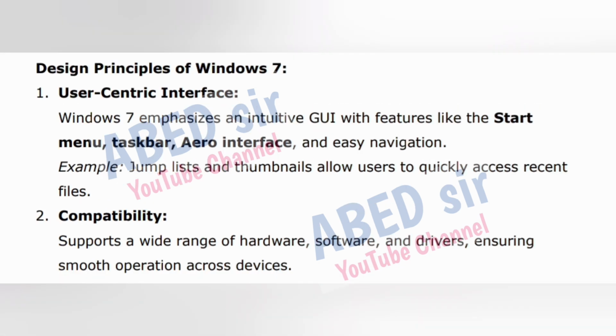Design principles of Windows 7. 1. User-centric interface. Windows 7 emphasizes an intuitive GUI with features like the Start menu, taskbar, Aero interface, and easy navigation. Example: jump lists and thumbnails allow users to quickly access recent files. 2. Compatibility. Supports a wide range of hardware, software, and drivers, ensuring smooth operation across devices.